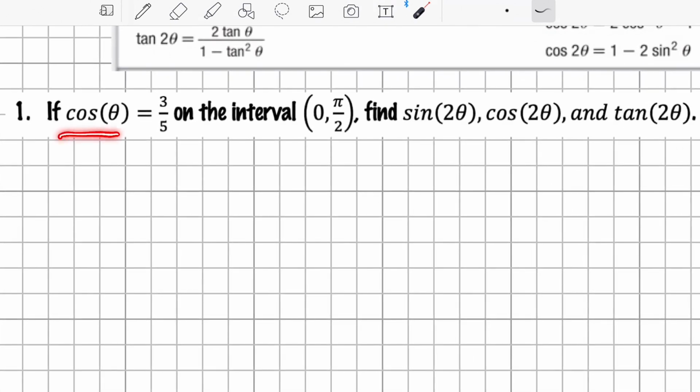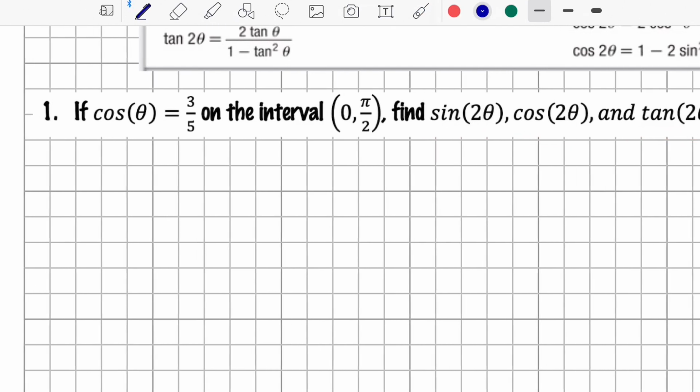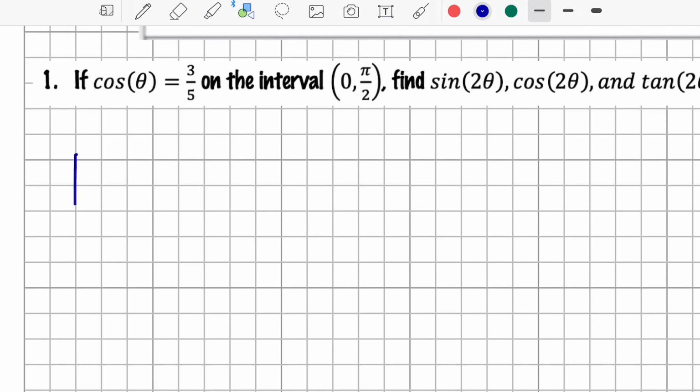So if cosine theta equals 3 over 5 on this interval from 0 to pi over 2, we're going to find sine 2 theta, cosine 2 theta, tangent 2 theta. So let's begin. We're going to begin by drawing a right triangle. And we're going to label it. I'm going to label it theta here.